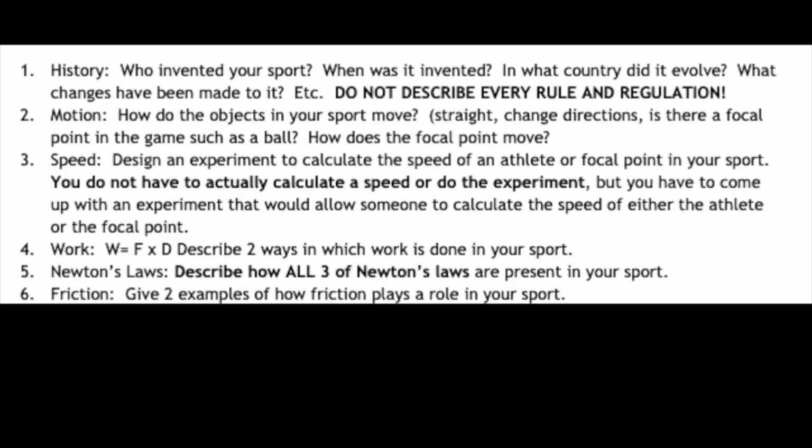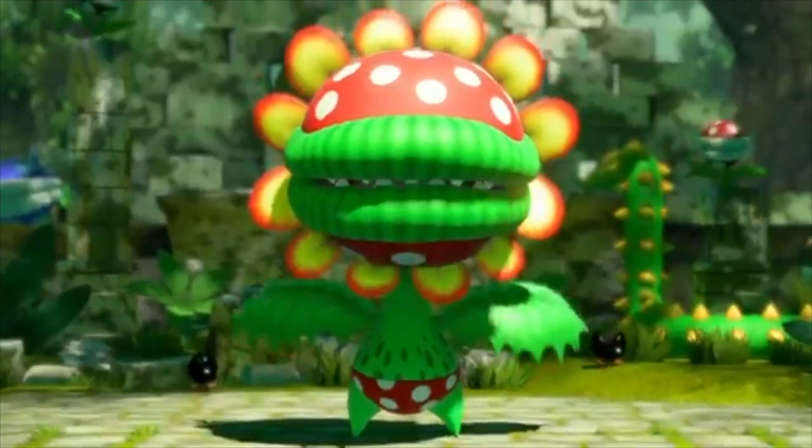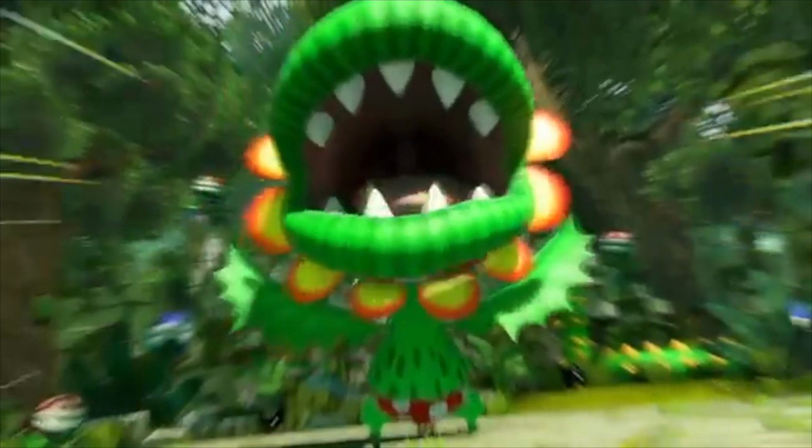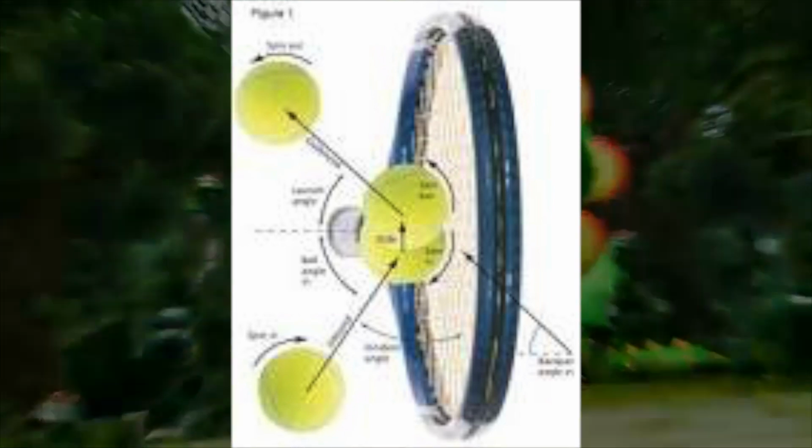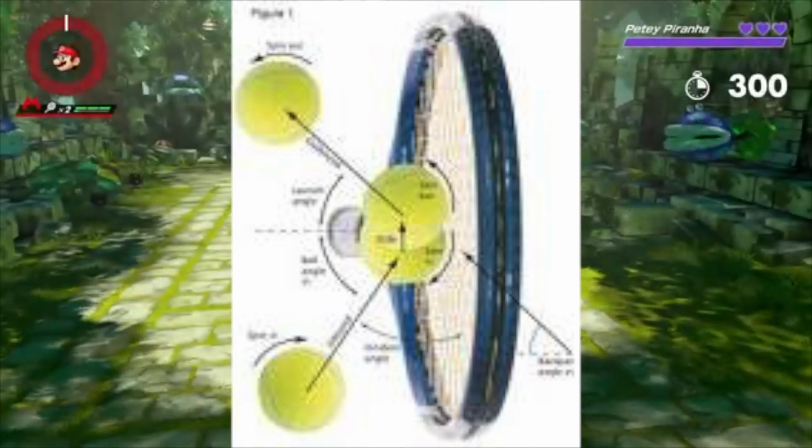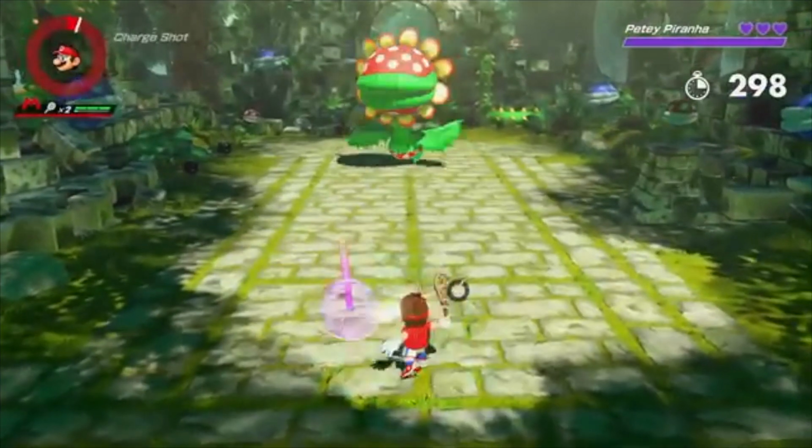Give 2 ways on how friction acts in tennis. Rolling friction affects tennis when the tennis ball rolls on the ground. Sliding friction affects tennis when the tennis ball hits the tennis racket and slides during the topspin.